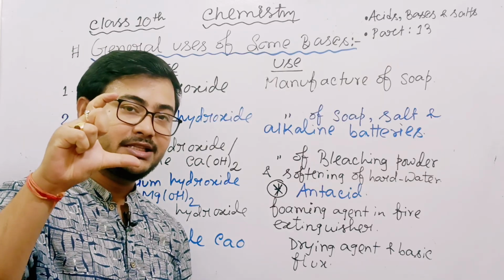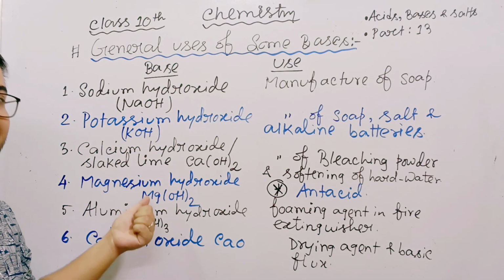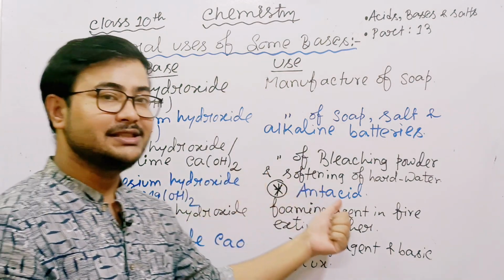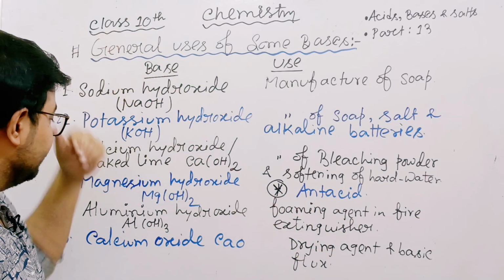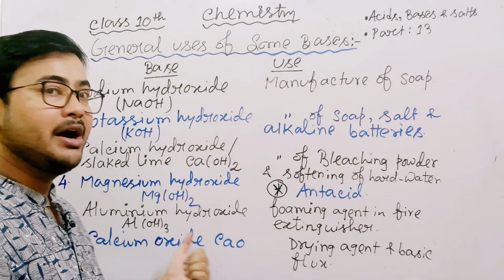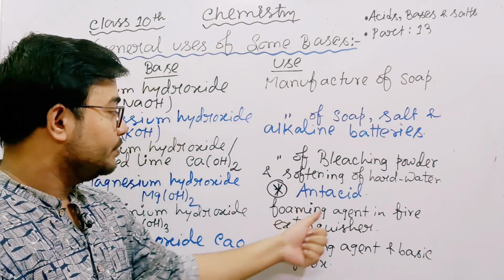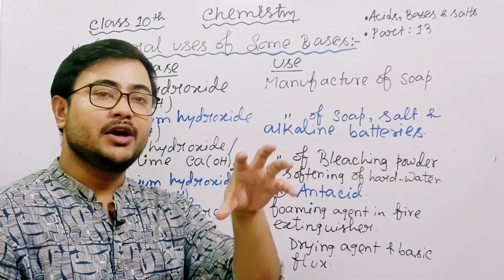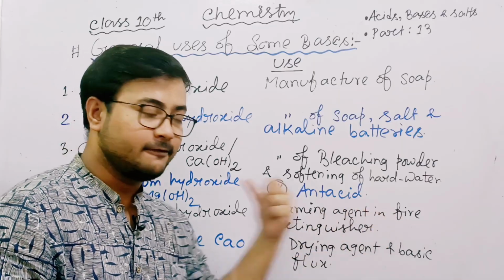Do you know Gelusil, the pink color? The pink color is generally due to magnesium hydroxide. So magnesium hydroxide is used as an antacid. This is one of the important questions for your class 10th board exam. Fifth base is aluminium hydroxide. Aluminium hydroxide is used in fire extinguishers as a foaming agent. If you spray it, it will form foam that extinguishes the fire.